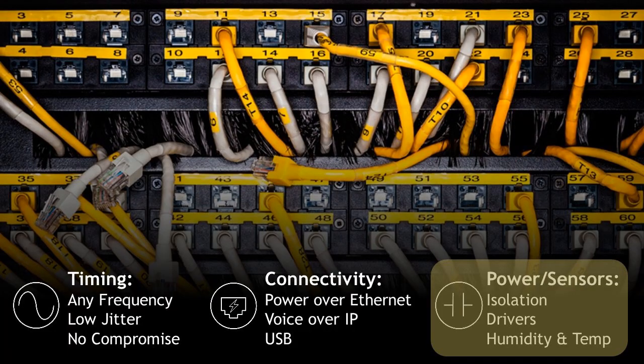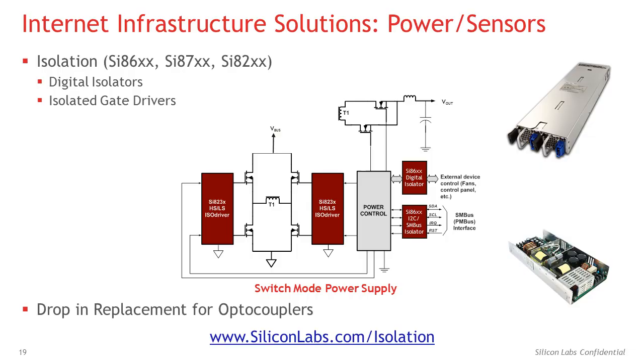All right, and the last couple products that I wanted to cover that we think would apply to some of your Internet infrastructure designs are our power and sensor solutions. You can see the first one is our isolation devices. We have both digital isolators and isolated gate drivers. The diagram here shows a real simple schematic for a switch mode power supply. With our digital isolators versus optocouplers, you can reduce the package size and increase the port count. It allows you to have a higher efficiency through the speed and the latency of the isolation.